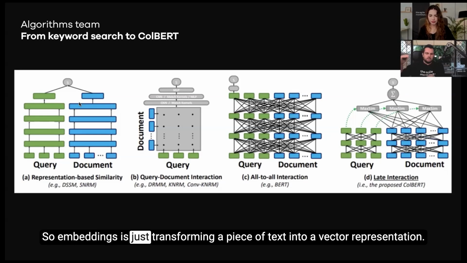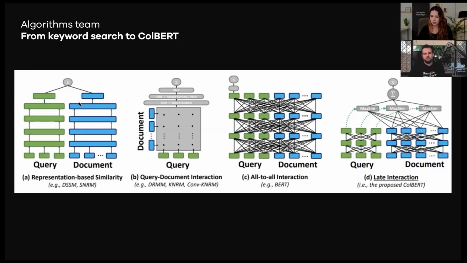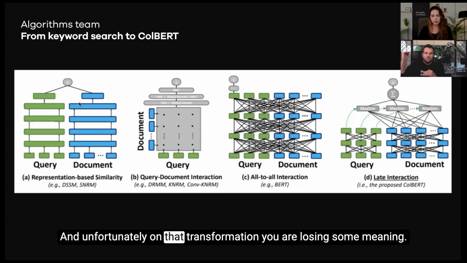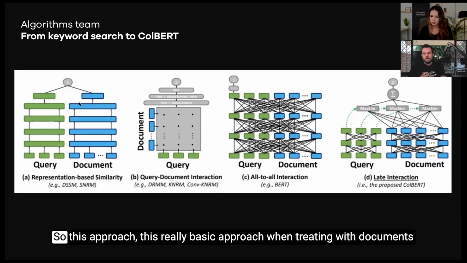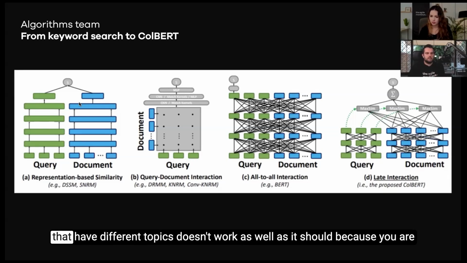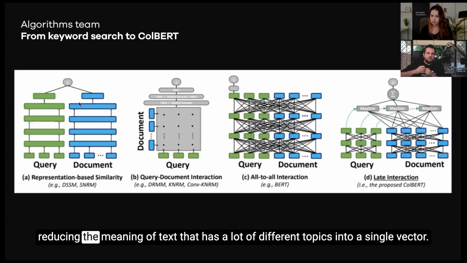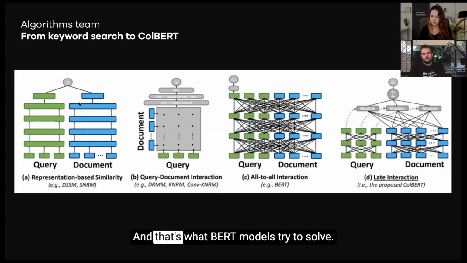So embeddings is just transforming a piece of text into a vector representation. And unfortunately, on that transformation, you are losing some meaning. So this really basic approach, when treating documents that have different topics, doesn't work as well as it should because you are reducing the meaning of text that has a lot of different topics into a single vector. And that's what BERT models try to solve.